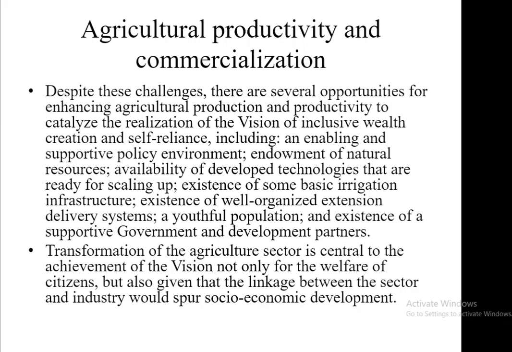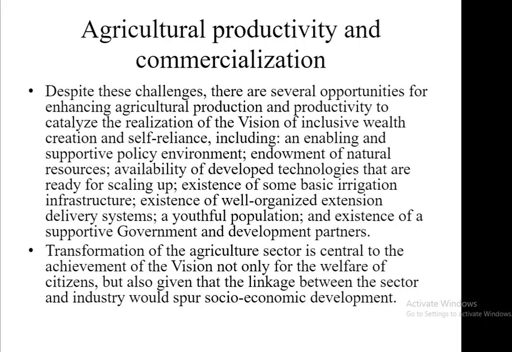Despite these challenges, there are several chances for enhancing agriculture production and productivity to realize the Vision 2063 of inclusive wealth creation and self-reliance, such as an enabling and supportive policy environment, endowment of natural resources, availability of developed technologies that are ready for scaling up, existence of some basic irrigation infrastructures in some parts of the country, existence of well-organized extension delivery systems, a youthful population, and existence of supportive government and development partners.